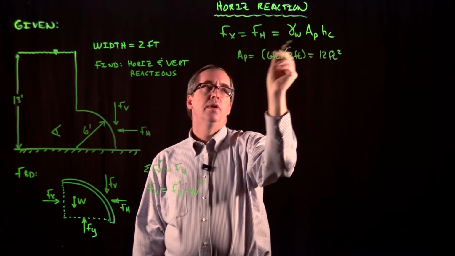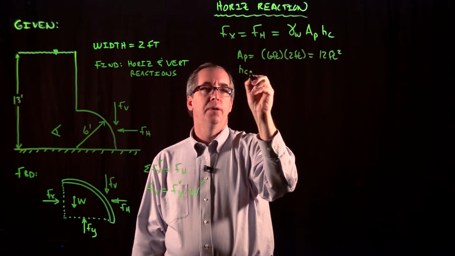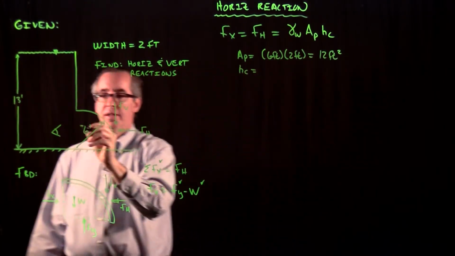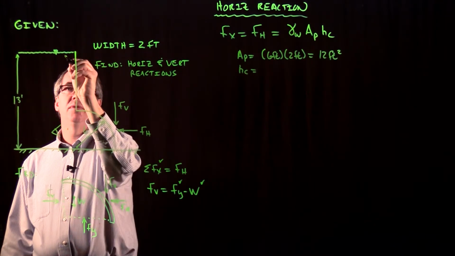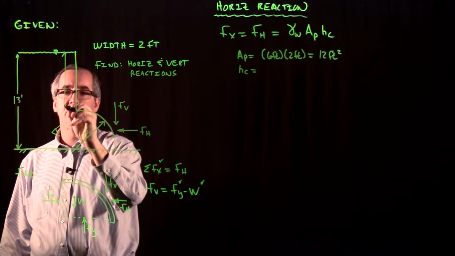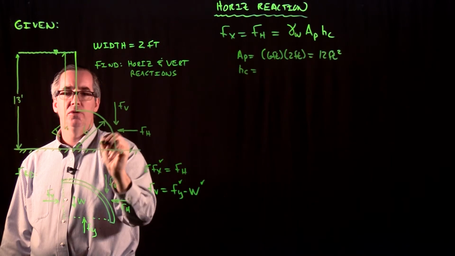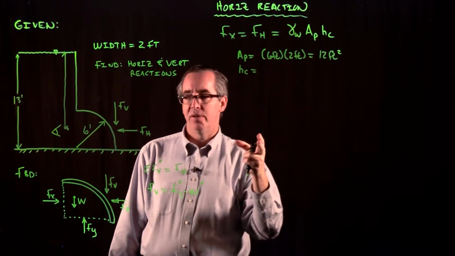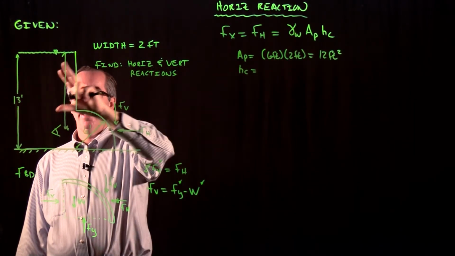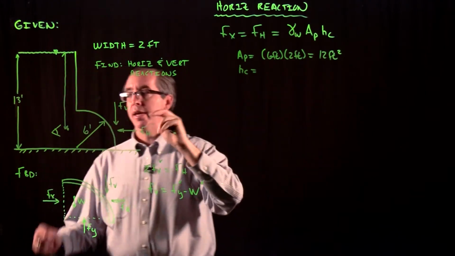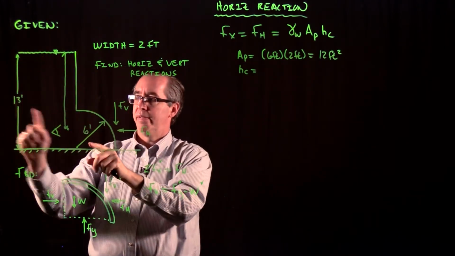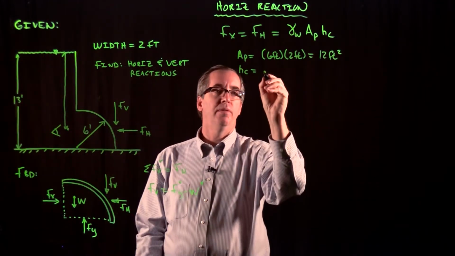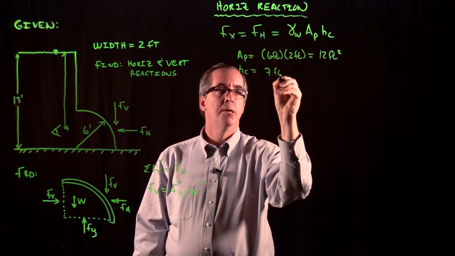The depth of the centroid: here's the centroid of this rectangular gate, I'm sorry, of this quarter circle gate, but when we view it as a rectangular gate, this depth here would be 13 minus 6, right? So we have 7 feet.